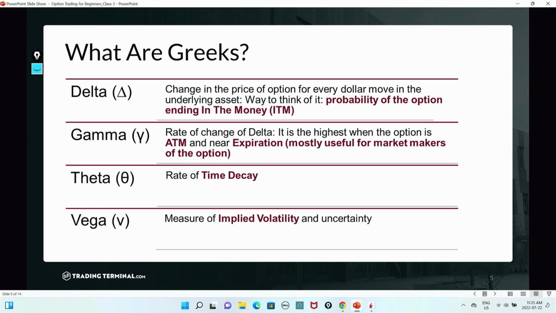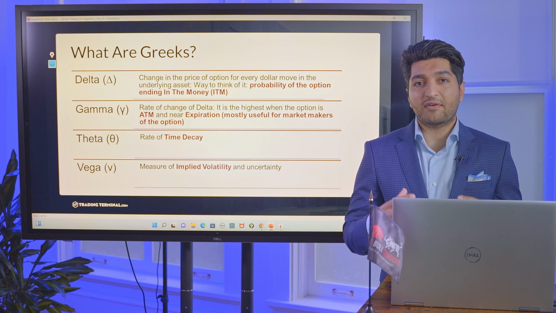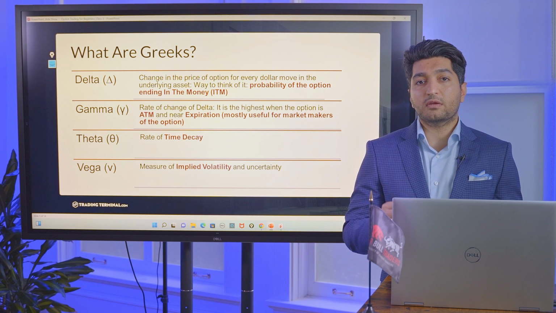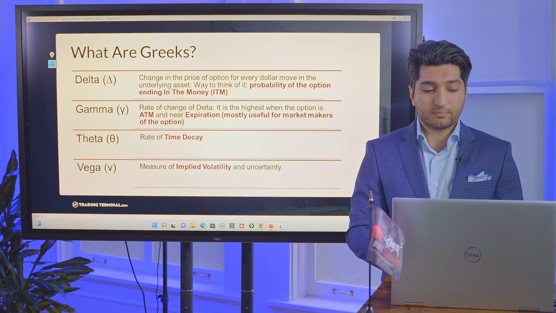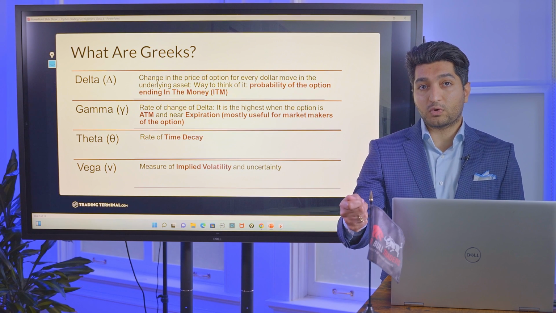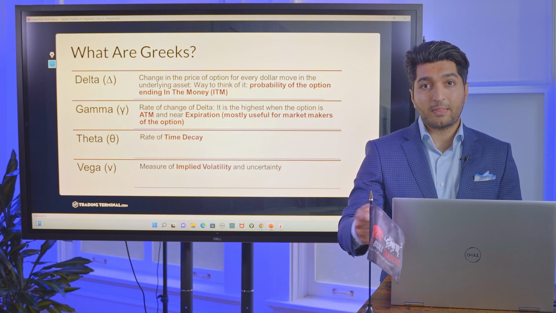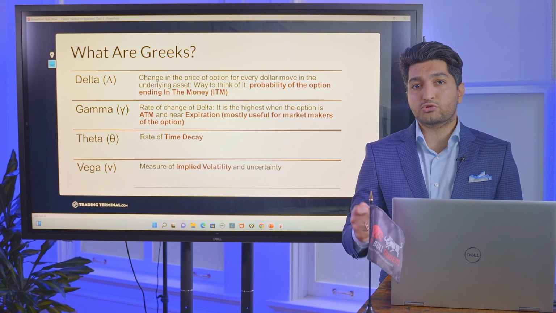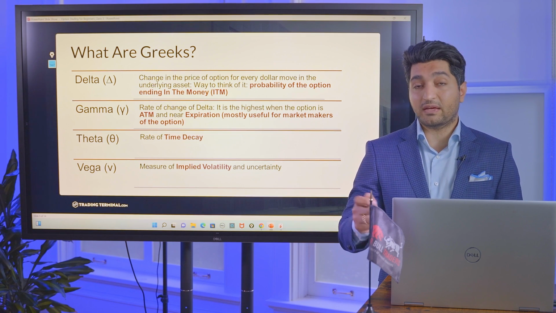Theta is the rate of time decay. Options have intrinsic time value in them, and every day that goes by, a little bit of that value gets taken out. And vega is a measure of implied volatility. When you buy an option, you're paying for volatility, so you have a positive vega. And when you're selling an option, you're shorting volatility, so you have negative vega.